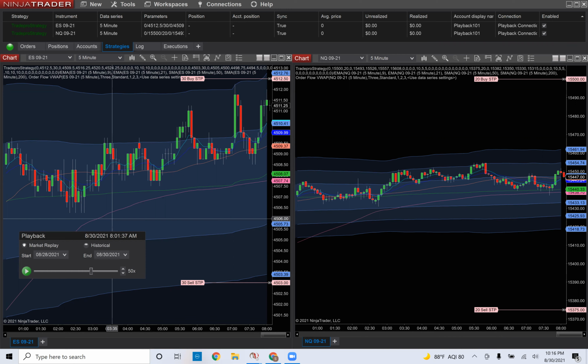For our bearish entry, it was 15375 for the NASDAQ futures, and this is buying 20 contracts. Our targets were 15350, 15330, and 15315. And that was scaling out 10, 5, and 5.